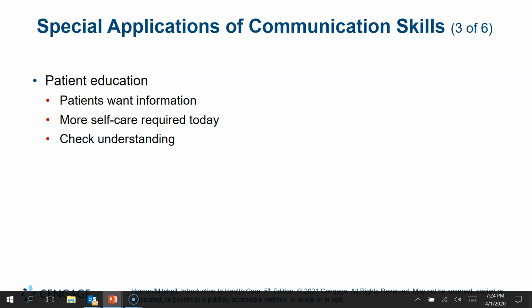It gives you on the bottom of page 353 some examples of patient education. Again, promoting wellness, preventing illness, restoring your health, and improving our coping skills.